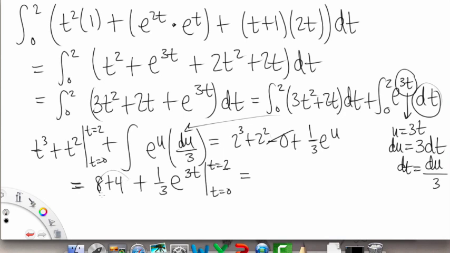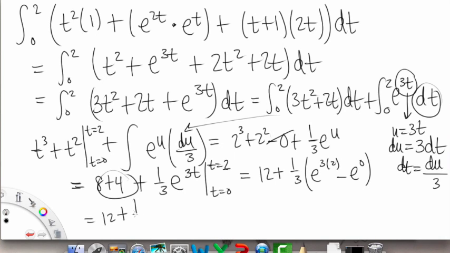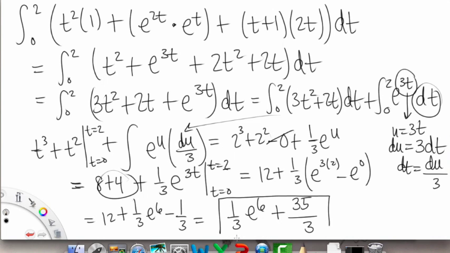So this equals 12, so 12 plus 1/3 times e to the 3 times 2 minus e to the 0. Okay? So this is 12 plus 1 over 3 e to the 6th minus a 1/3. So the final answer is going to be 1 over 3 e to the 6th, and then this is plus 36 over 3 minus 1 over 3, so plus a 35 over 3. Okay, so that's our final answer for our vector line integral.